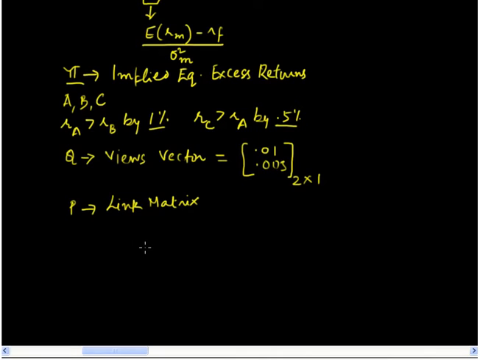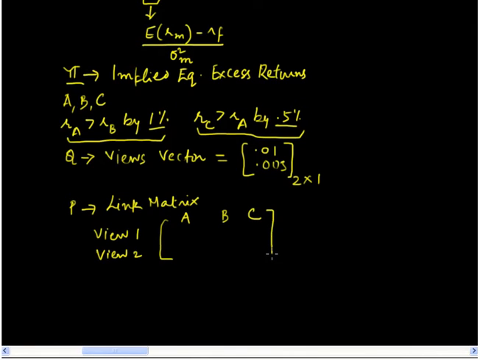Let us say each row represents a view. So we have 2 views in our example. We have view 1, we have view 2. Well, this is the first view and this is the second view. We also have 3 assets. So let us write the assets in columns A, B, and C. So we are going to have this matrix, which in this case is now what? A 2 by 3 matrix.